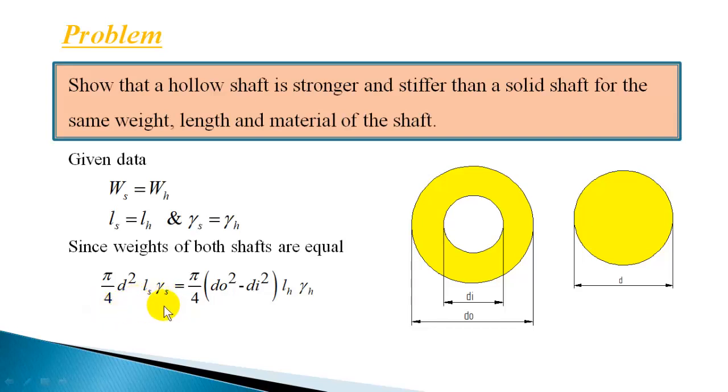So that is the weight of the solid shaft, and because weights are equal, you can equate it to that of a hollow shaft, pi by 4 into d naught square minus di square into length into specific weight. I just equated the weights. Now gamma s is equal to gamma h, because materials are same, specific weights are same, lengths are same, so that will cancel out. Pi by 4 will cancel out. You get d square is equal to d naught square minus di square. So from the given conditions, you are getting d square is equal to d naught square minus di square.